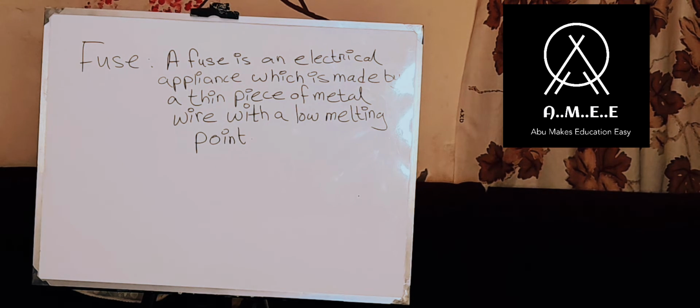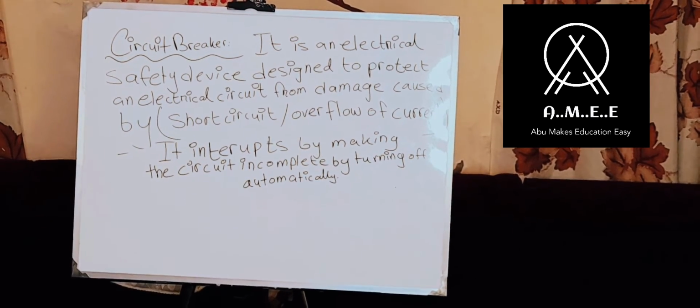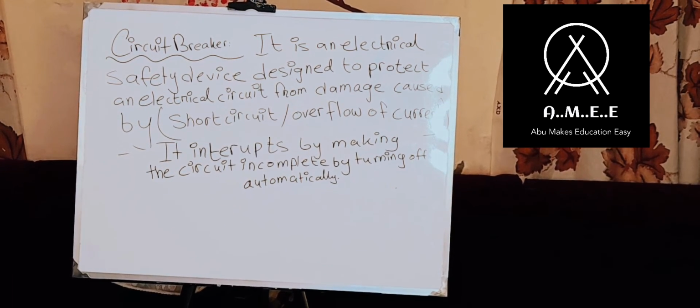Now I would request you guys to write this definition or take a screenshot. Now I'm going to erase this and write circuit breaker. So now comes the point, circuit breaker: it is an electrical safety device designed to protect an electrical circuit from damage caused by short circuit or overflow of current. It interrupts by making the circuit incomplete by turning off automatically.